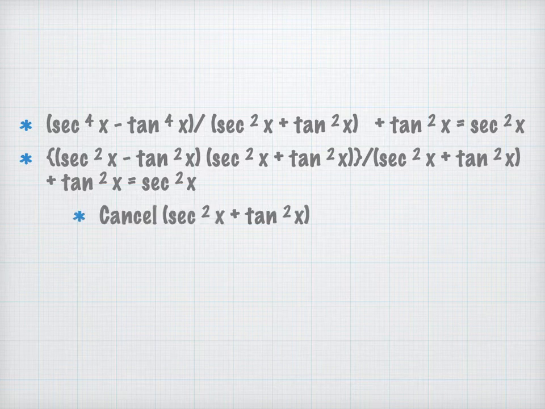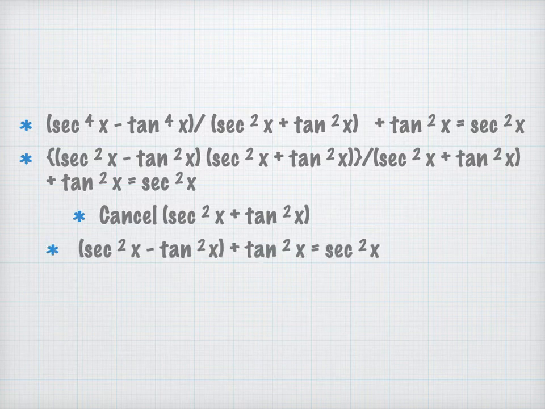Now, if you can see this, you're going to be able to cancel the secant squared x plus tangent squared x. You can see that the numerator and the denominator both have that term, which leaves us with secant squared minus tangent squared plus tangent squared, which equals secant squared. And obviously, tangent squared minus tangent squared is 0, so you just get secant squared equals secant squared. This one, once you factor that first step, everything else is actually fairly straightforward, or at least it should be. But that first step of seeing these being something to the fourth power, because they're such complex things, and the fact that it's a fourth power rather than a squared power can really be confusing. But if you see that, then the rest of the steps come out fairly straightforwardly.